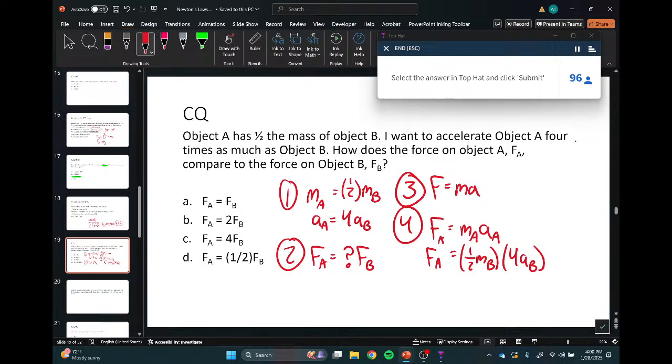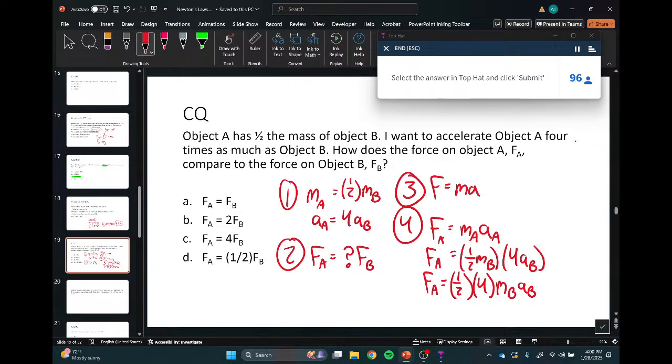What's the point of this? We're going to pull all those numbers to the front, all the changes. So we're going to pull that 1/2 to the front. So force of A is going to equal 1/2 times 4 times the mass of B times the acceleration of B.